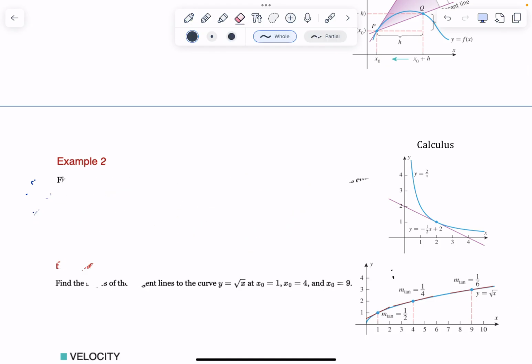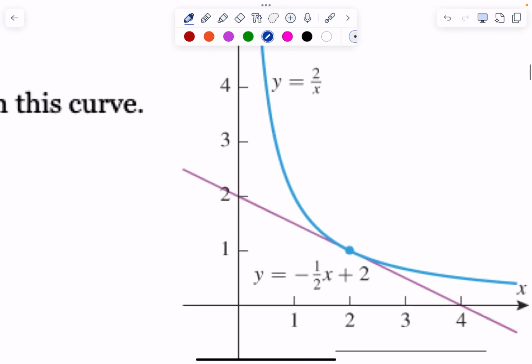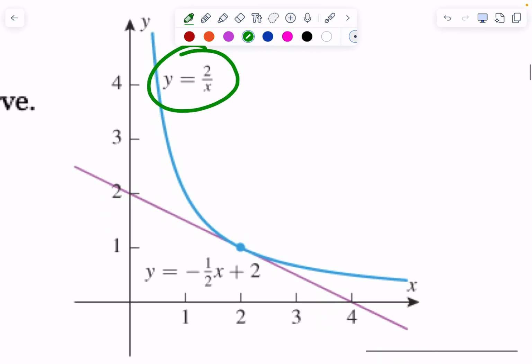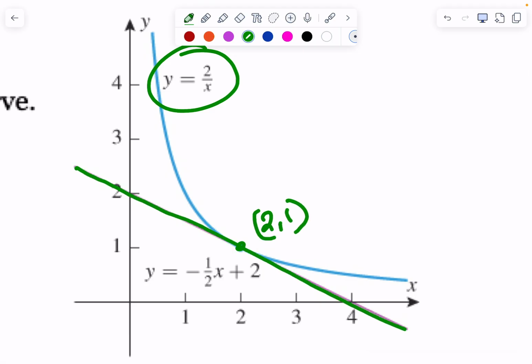No. Thanks, Rem. All right, here's the graph that we're starting with of y equals 2 over x. That's what we're starting with, this blue curve, right? And I have picked this point, which is the point (2, 1), and I want to know the equation of the line that is tangent to that point, all right?